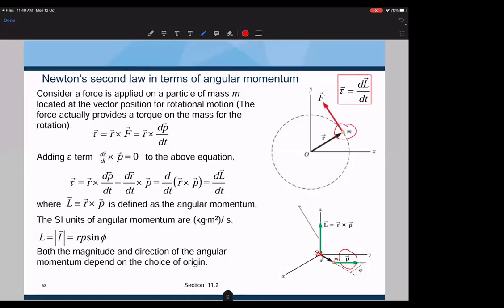So angular momentum can be considered just as a physical parameter, as long as you have a certain axis of rotation and the object is moving about it, not necessarily moving in a circular orbit. That is the idea.